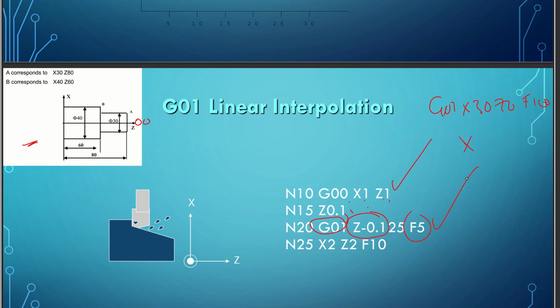I can write X30 again, or I can ignore it because it's the same. Then Z I can say minus 20. And then I go up to X40, Z is minus 20 still. Then Z is minus 80. See? Minus 80. So if I use an absolute program, it means all my points are coming from here. What is called a system? All points are coming from here.